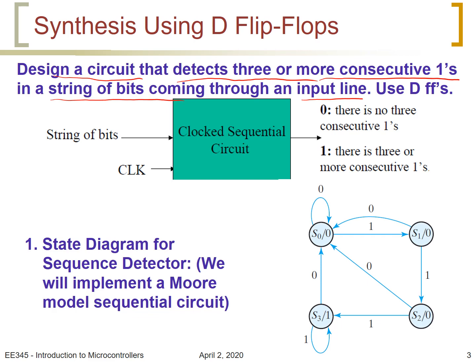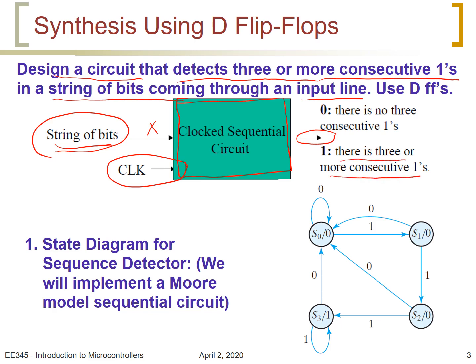Let us first explain what we mean by the problem. We want to design this circuit here, which we denote as a black box, and this has one input, which is called X, that represents a string of bits, in addition, of course, to the clock, because all these circuits are clocked sequential circuits. There will be one output only, and this output will be 1 if there are 3 or more consecutive ones, and the output will be 0 otherwise.